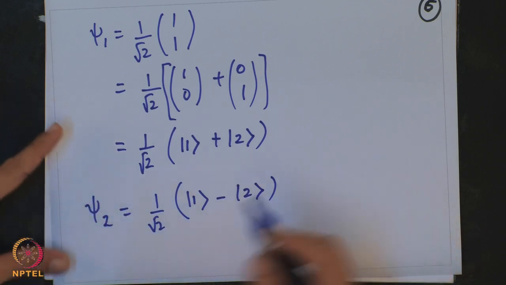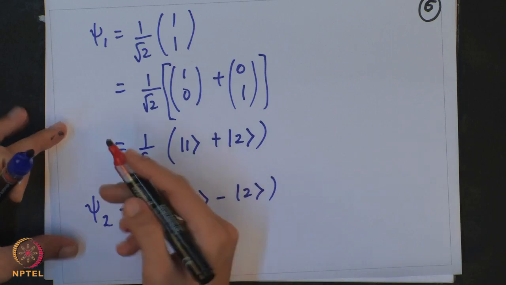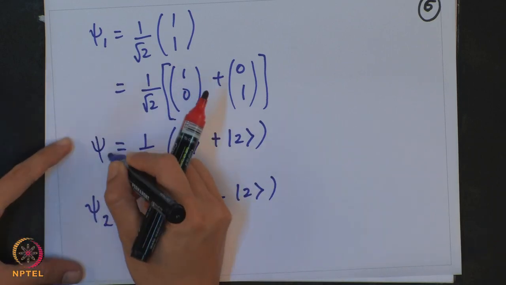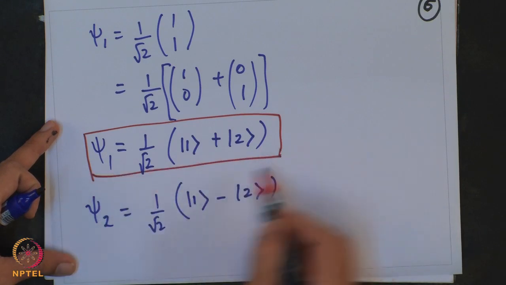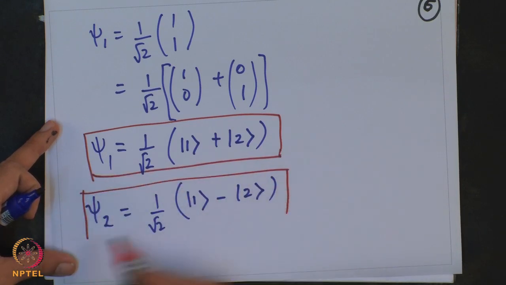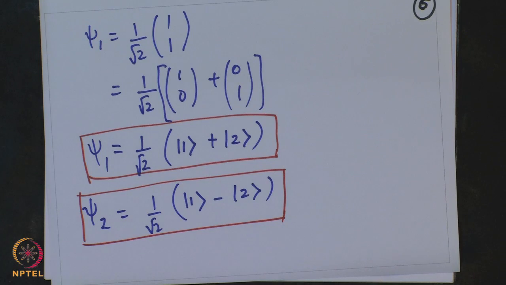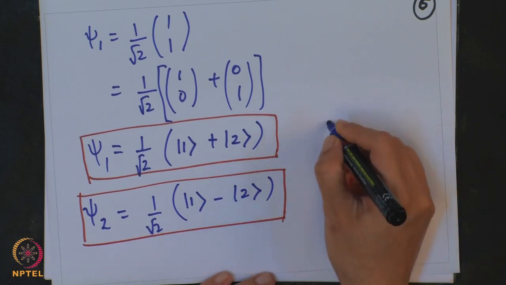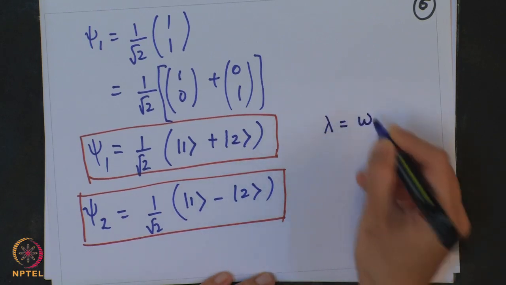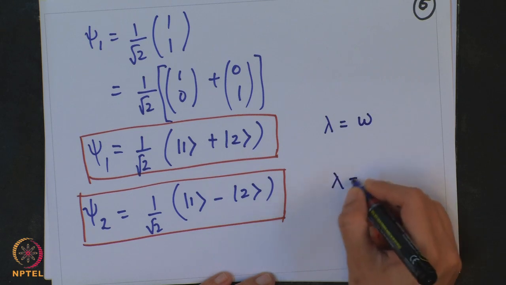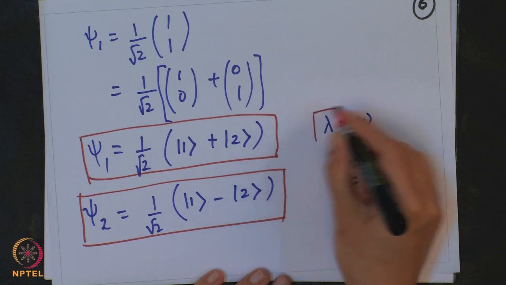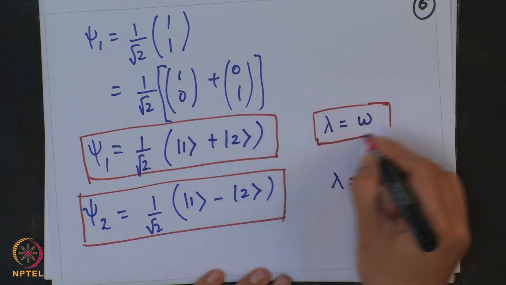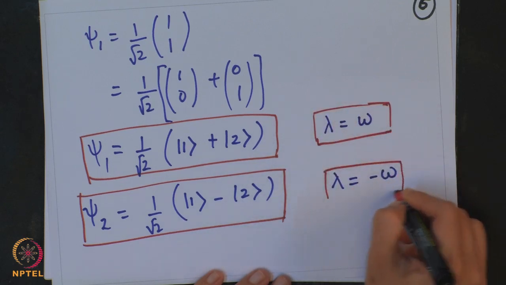So, you have psi 1 as this, psi 2 as this. This corresponds to eigenvalue omega. This corresponds to eigenvalue minus omega. It's a simple way of doing.